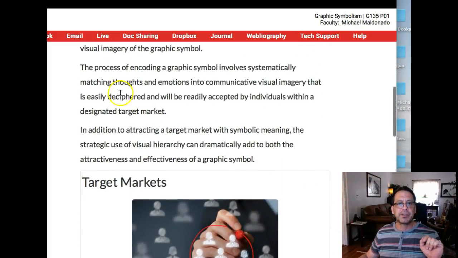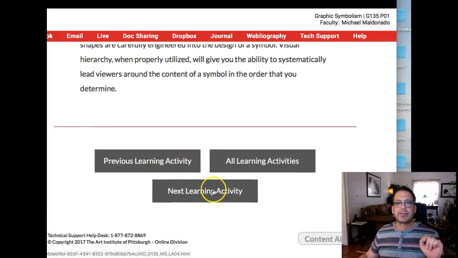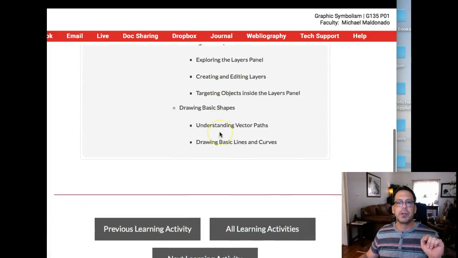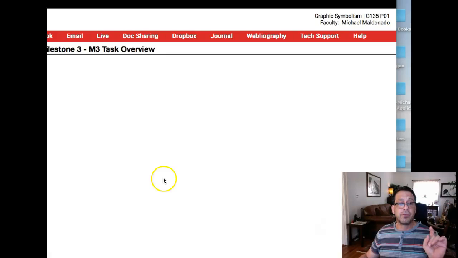Please be sure to read through this. It's not very long at all. And then the next learning activity is your video tutorials for Adobe Illustrator. So let's jump to our task overviews.